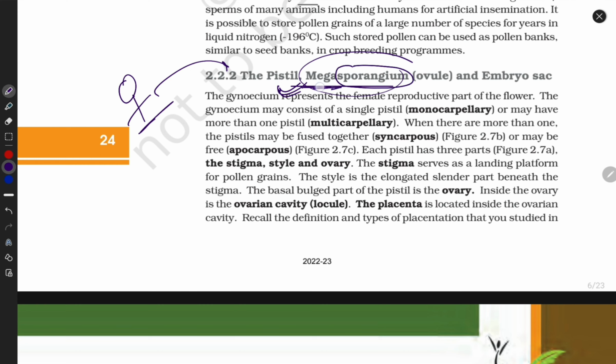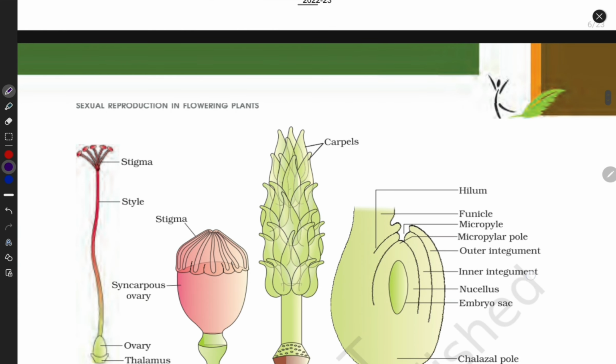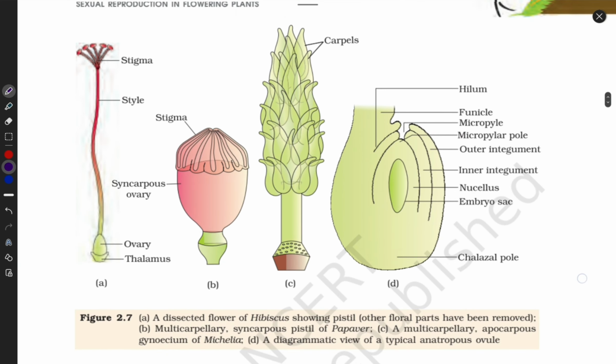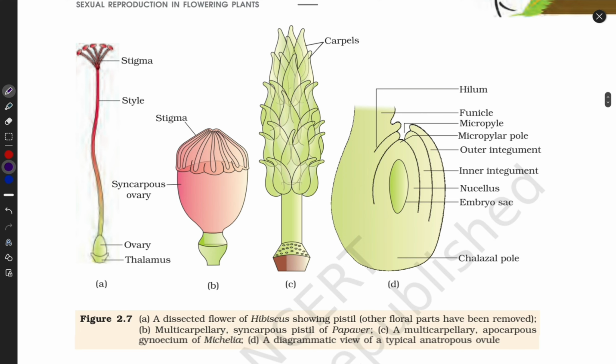This word is the same, but in the case of female, here is mega. In the case of male, there is micro. Look at here, embryo sac. Okay, let's move forward. Look at here. If you understand this thing now, you can easily understand the sex organ of female. Okay, this is the overall structure of the female sex organ.